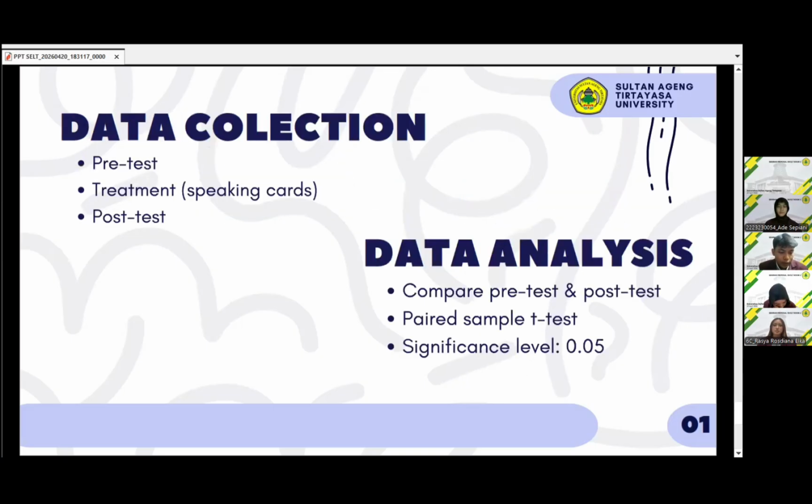Next is data collection. The data collection consists of 3 stages. The first is the pre-test. The students do a speaking test before treatment, and then second is treatment. Students practice speaking using interview-based speaking cards for several meetings, and then the third is the post-test. Students do a test after treatment. Then the results are compared.